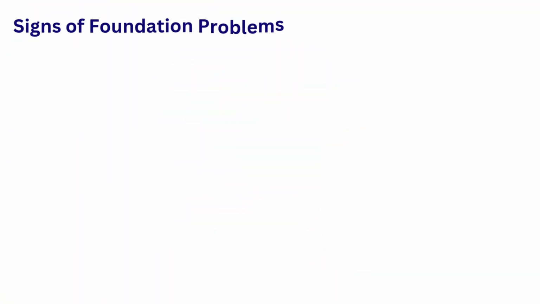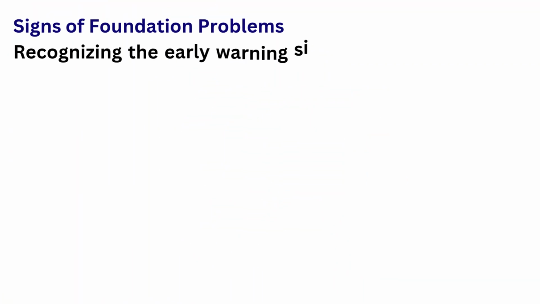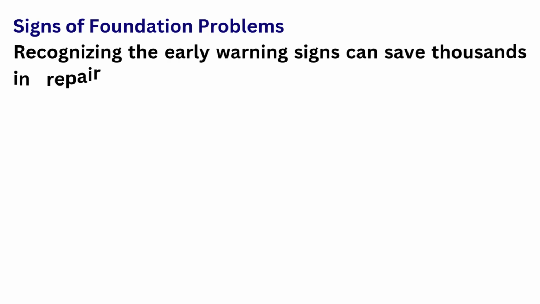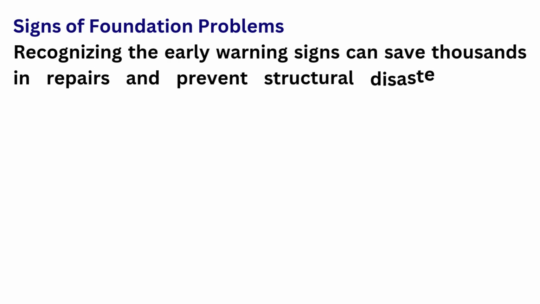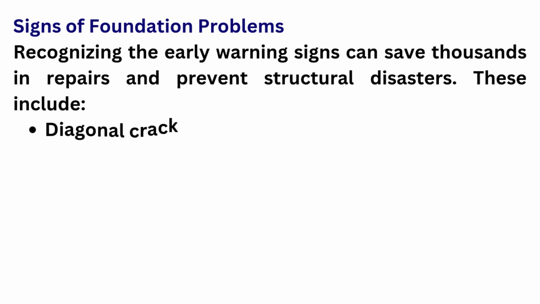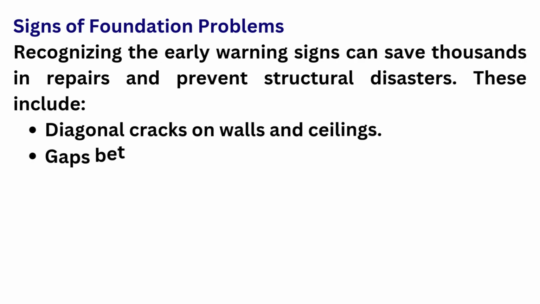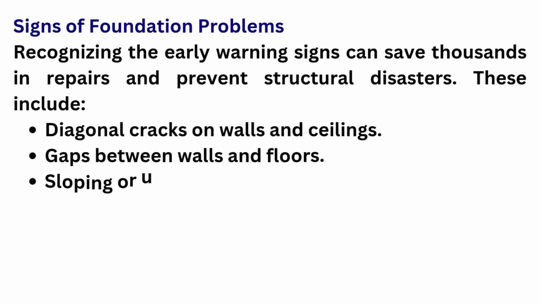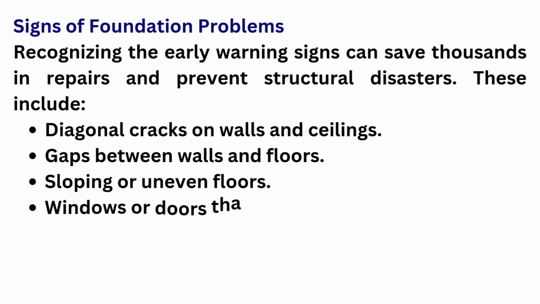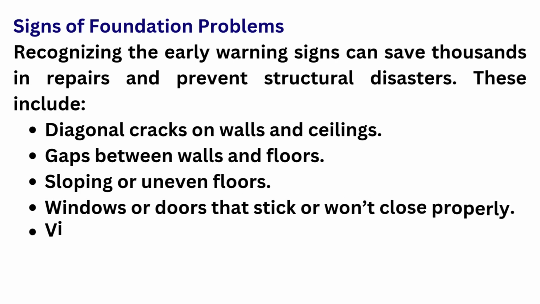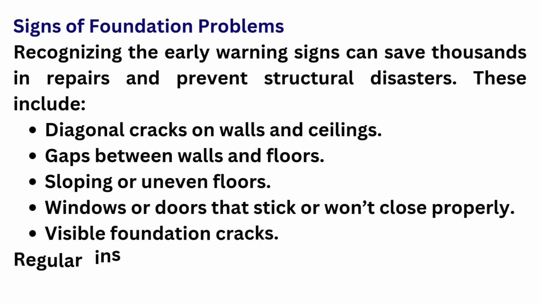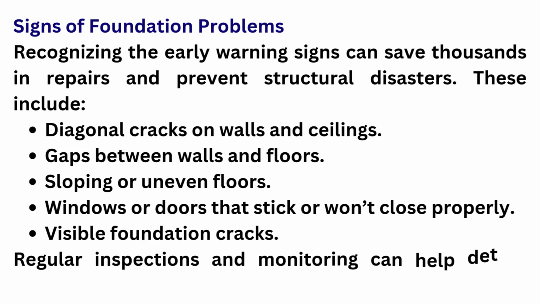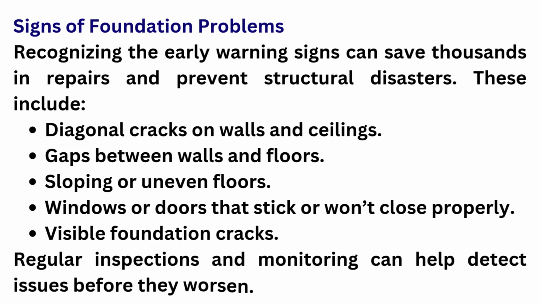Signs of foundation problems. Recognizing the early warning signs can save thousands in repairs and prevent structural disasters. These include diagonal cracks on walls and ceilings, gaps between walls and floors, sloping or uneven floors, windows or doors that stick or won't close properly, visible foundation cracks. Regular inspections and monitoring can help detect issues before they worsen.